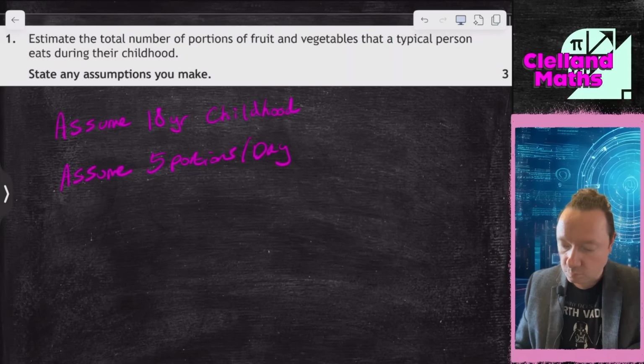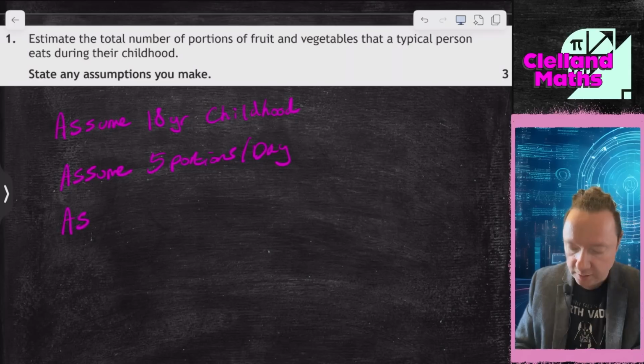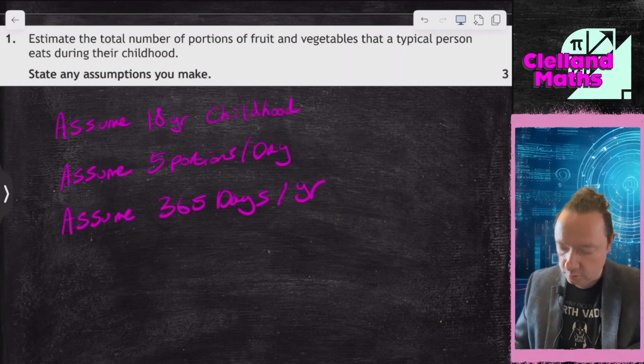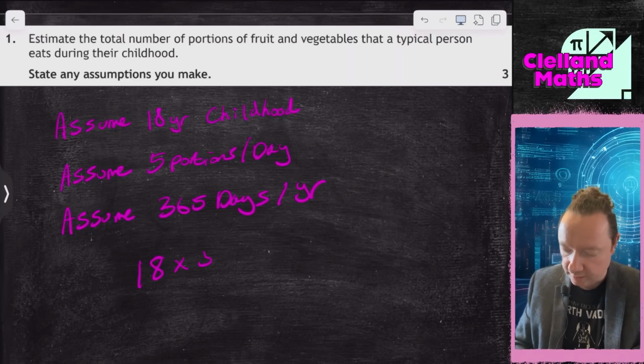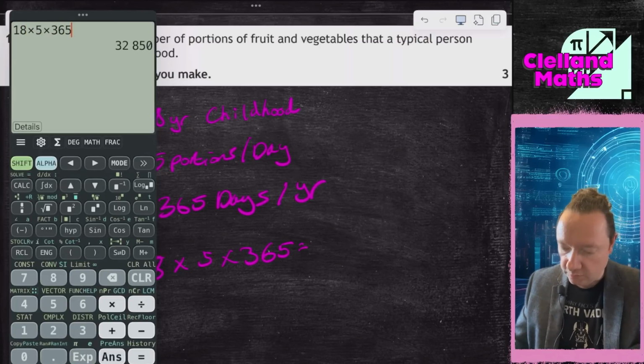Well, we're going to assume 365 days a year. We're going to skip these leap years. Yeah, that'll do. So we'll just do our sum: 18 times 5 times 365. Get a calculator. Which is 32,850.